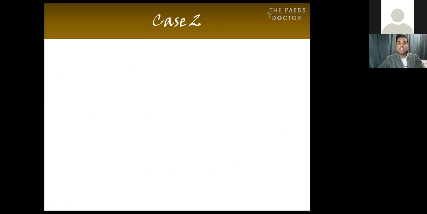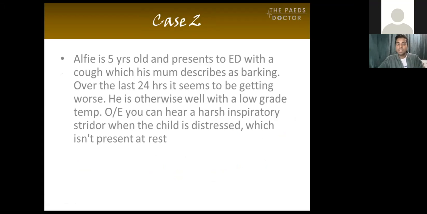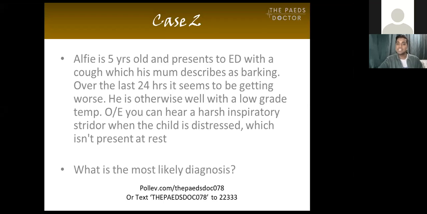Okay, so this is case 2. Alfie is a 5-year-old boy, and he presents to ED with a cough which his mum describes as barking. Over the last 24 hours, it seems to be getting worse. He's otherwise well with a low grade temperature, 37.8. On examination, you can hear a harsh inspiratory stridor when the child is distressed, which isn't present at rest. What is the most likely diagnosis?